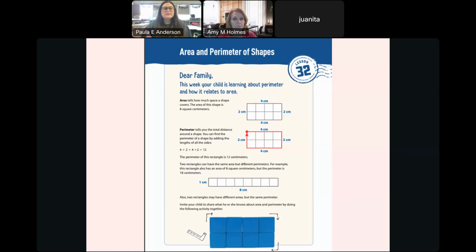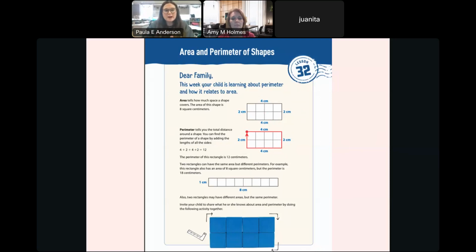So of course, area tells us how much the shape covers. And then we have perimeter, the total distance around a shape. We're talking about the outside, so fences or running around something. You find a perimeter by adding the side lengths. Right here, you can see the red line shows us the perimeter. We have our 4 centimeters plus 2 centimeters plus 4 centimeters plus 2 centimeters. So with perimeter, we add all of our sides, and in the end, we have 12 centimeters for the perimeter.